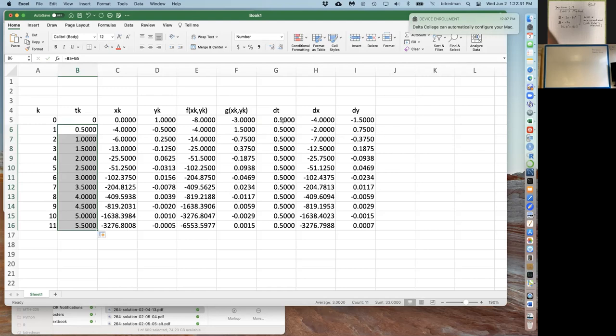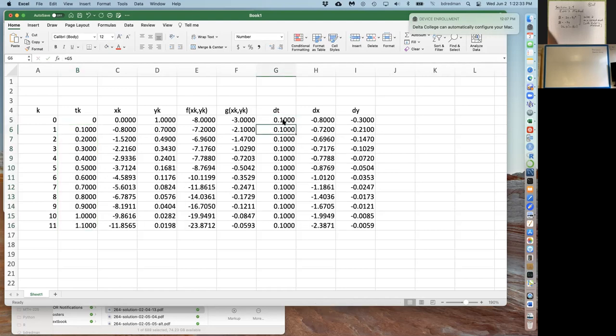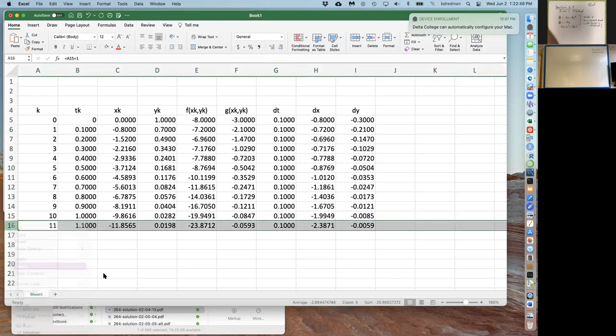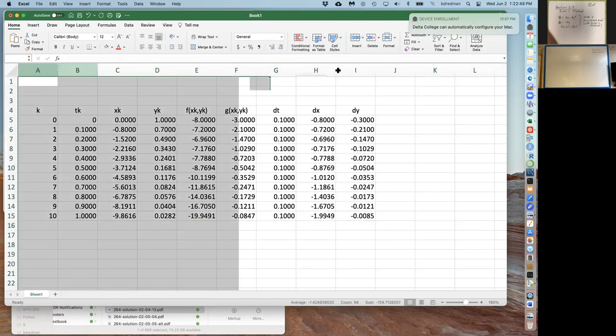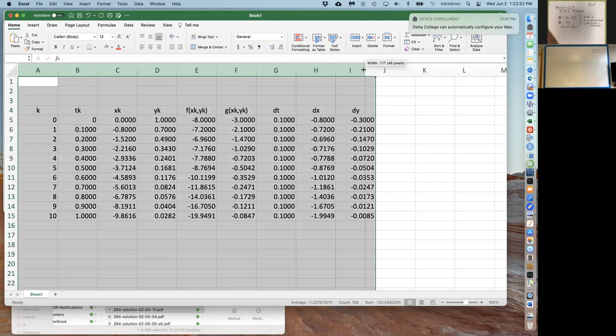Let's change this to 0.1. Now I've done 1 second of solution. I'm going to kill that line. I can paste later. And now we need to do some graphics. What I might do first is slim the columns.